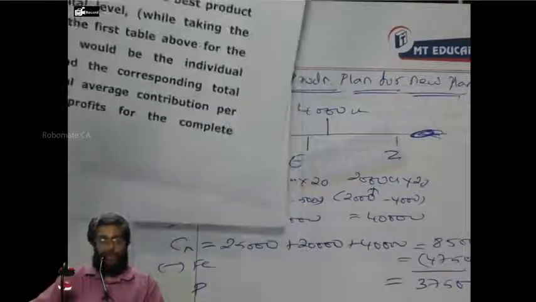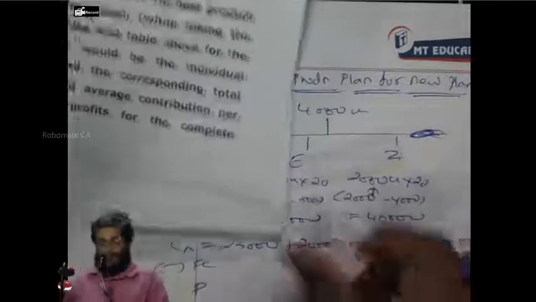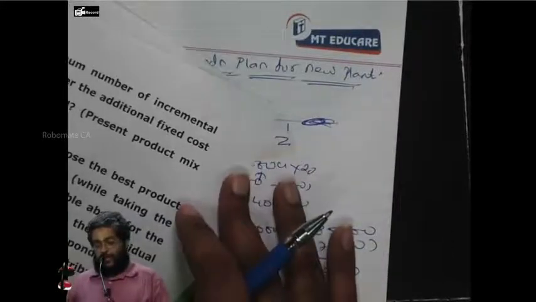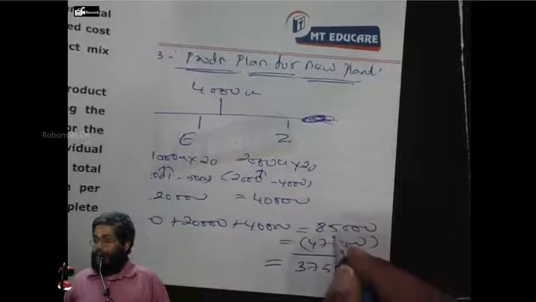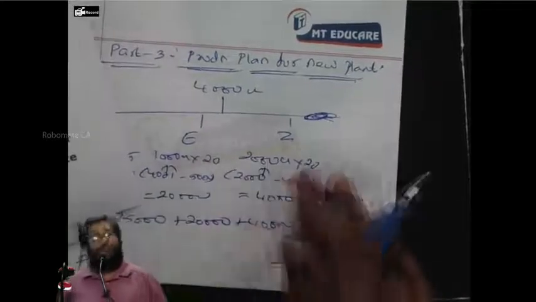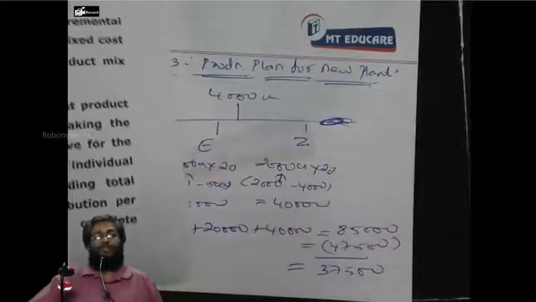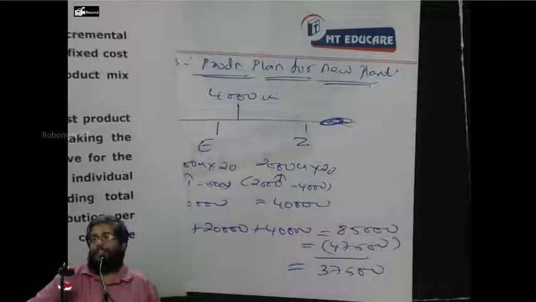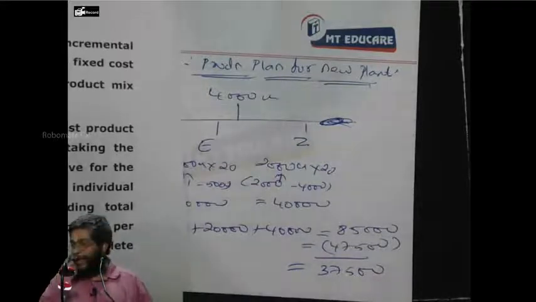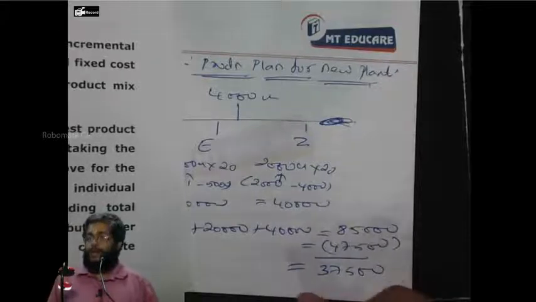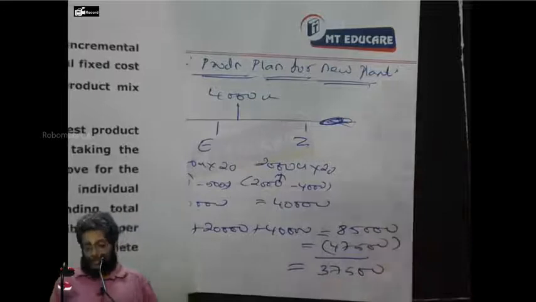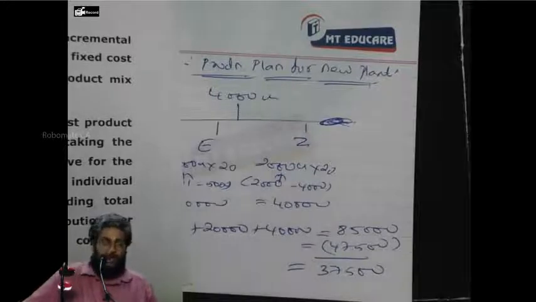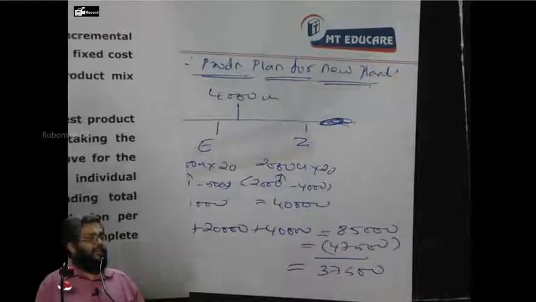Average contribution per unit is equal to, very simple, what by what? 85,000 divided by how many units? 4,000 units. 85,000 divided by 4,000 units is a weighted average. Yes or no? I want a number for the average contribution. 21.25 per unit. 85,000 by 4,000 gives you 21.25 per unit. Everybody understand the solution to this particular question or not?